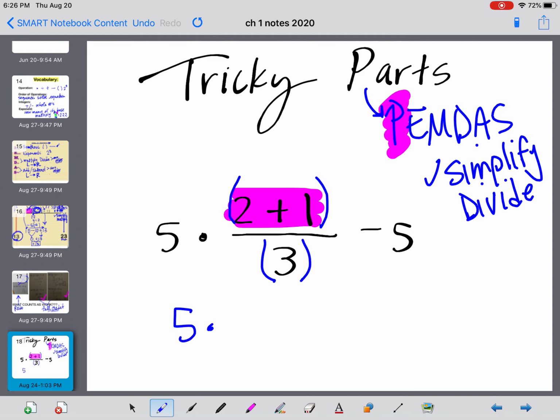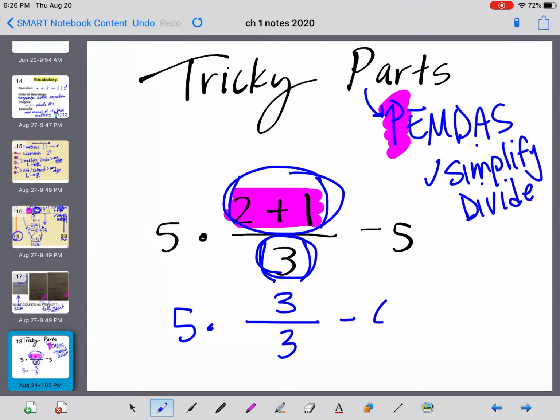So the first thing I'm going to do, I'm just recopying this, but I'm going to simplify this up here. 2 plus 1 is 3 over 3. This down here I didn't need to simplify. It was already simplified. Minus 5. Okay, so now I've just rewritten the problem, but I simplified the numerator up here. Now I can go ahead and do my dividing and my multiplying.